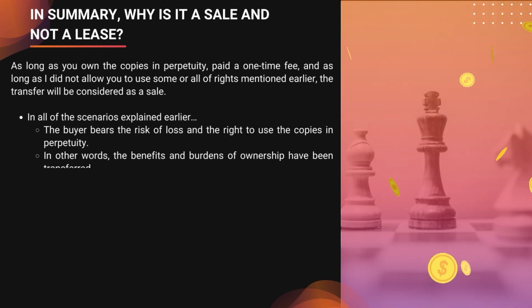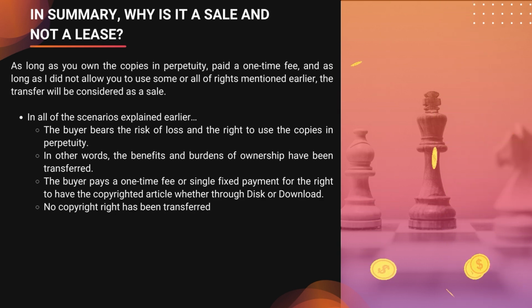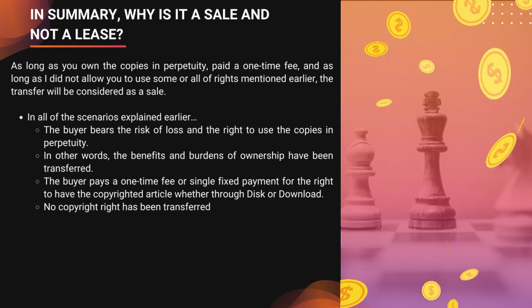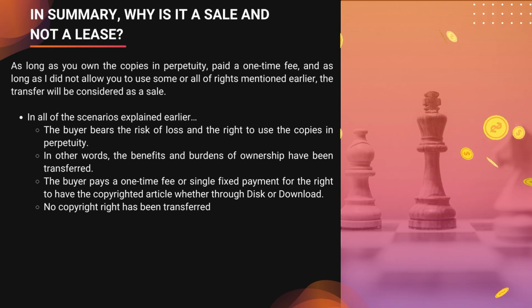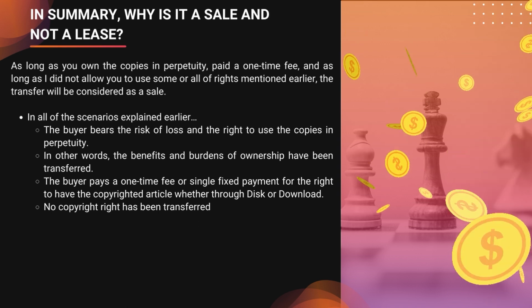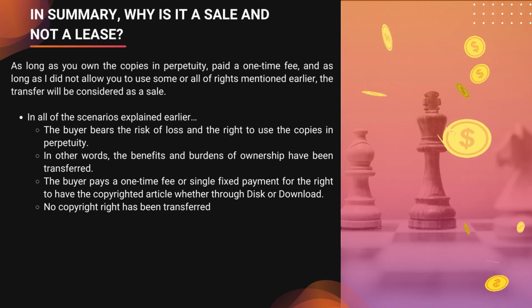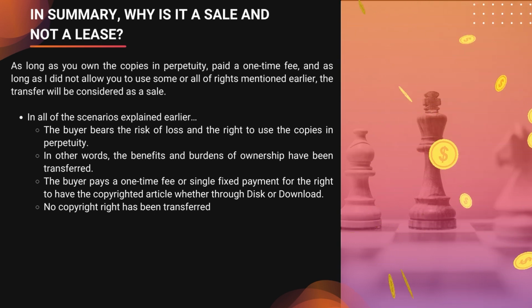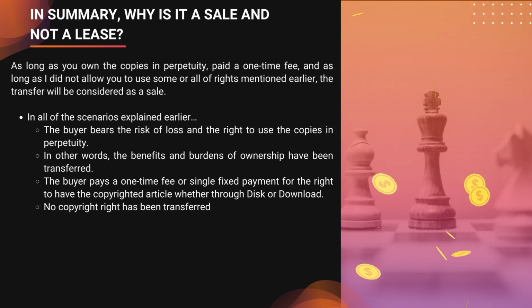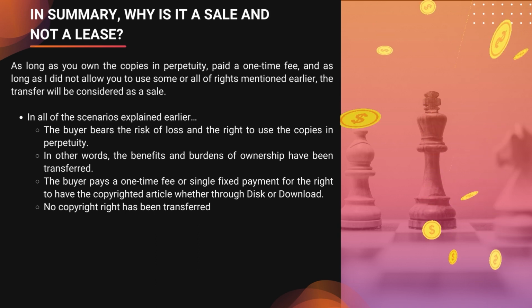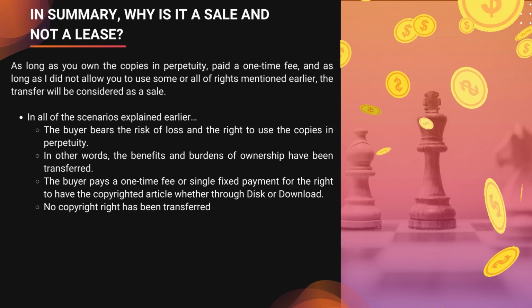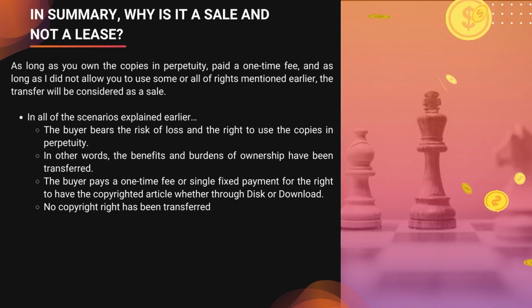So in all of the scenarios I explained earlier, you could see that the buyer or the purchaser who is buying the copyrighted program or the copyrighted article bears the risk of the loss and the right to use the copies in perpetuity. When we say in perpetuity, it means you have the right to use that specific copy of that intellectual property that's put on a disk or flash drive. You have the right to use it forever.